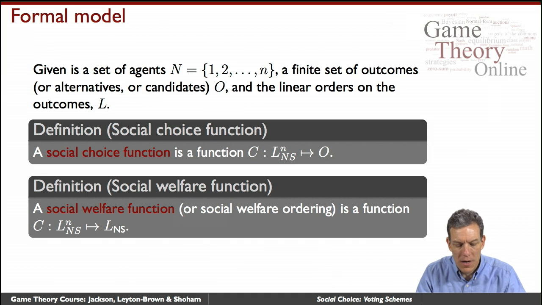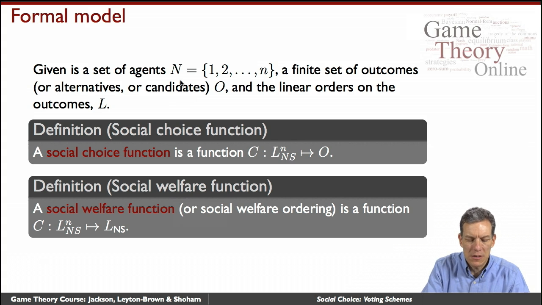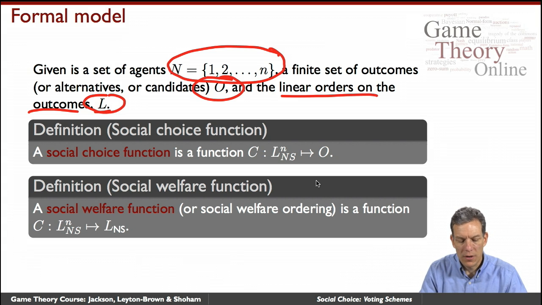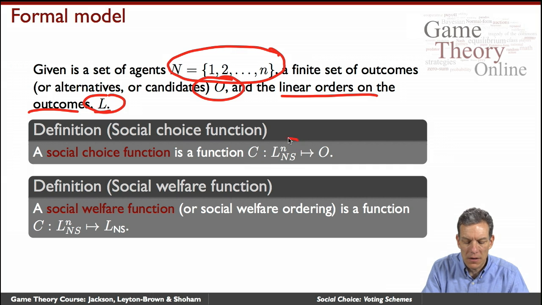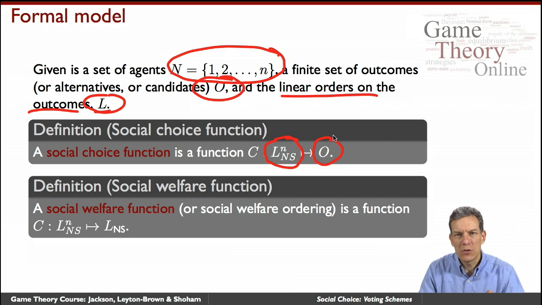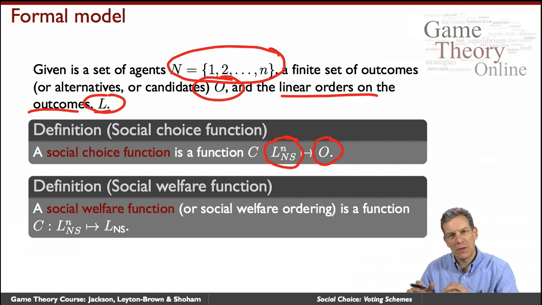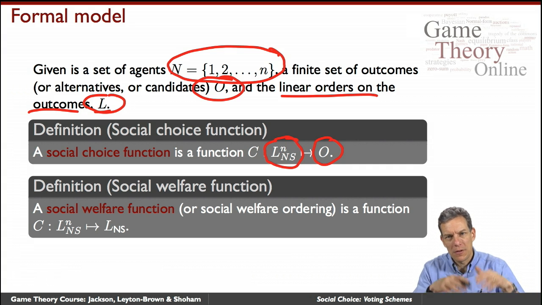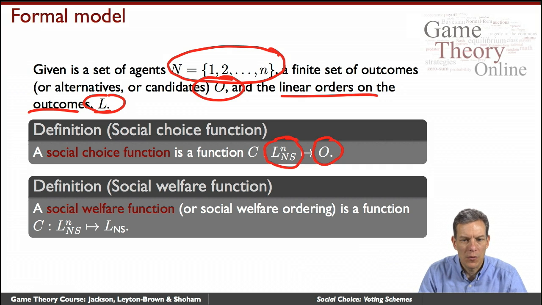Okay, so the formal model then, in terms of the way that we'll work through social choice functions: we've got a finite set of individuals, a finite set of outcomes, O, and we'll consider the linear orders on the outcomes, this set L, and also the non-strict version. So a social choice function is going to be a function which maps from the set of weak preferences into outcomes. So if you tell me what everybody thinks in the society in terms of their rankings, I'll pick an outcome. So a social choice function tells you, as a function of what people believe in terms of their preferences over different outcomes, what's the outcome that we're going to choose.